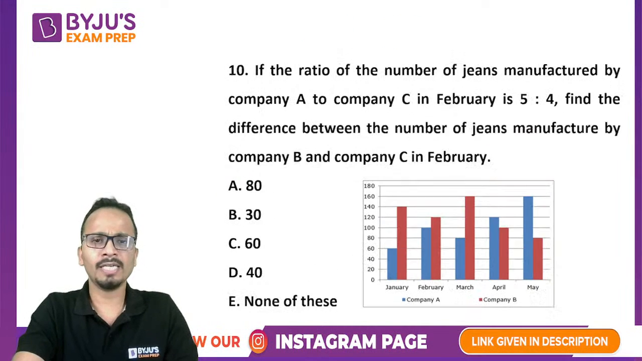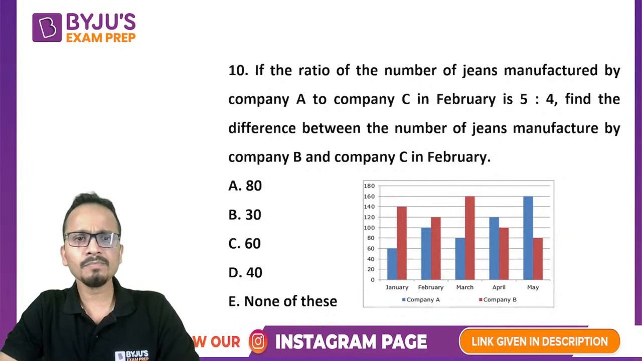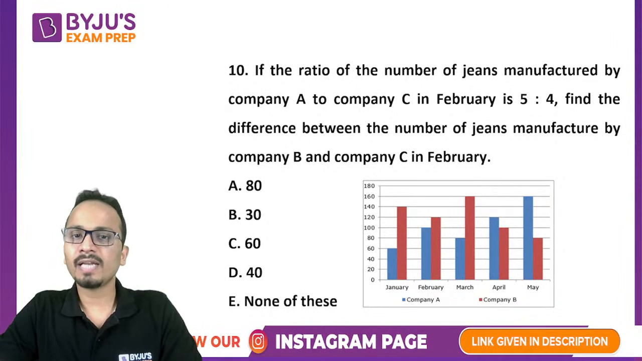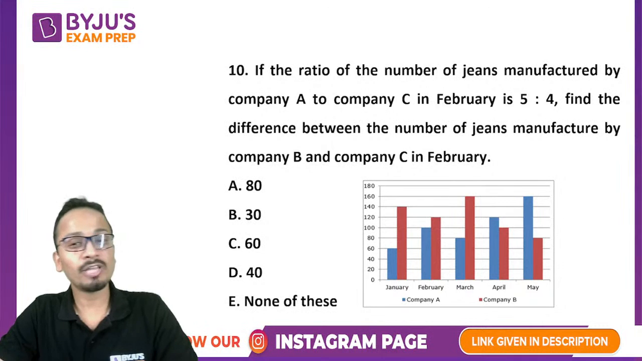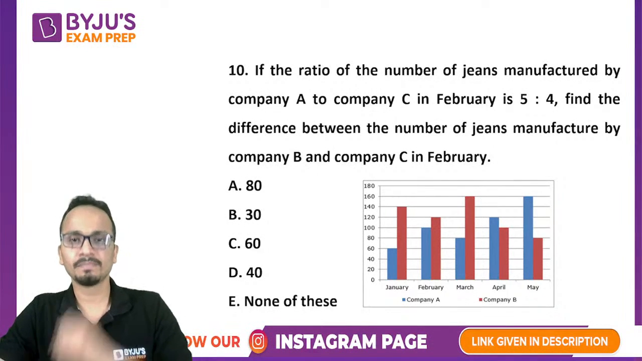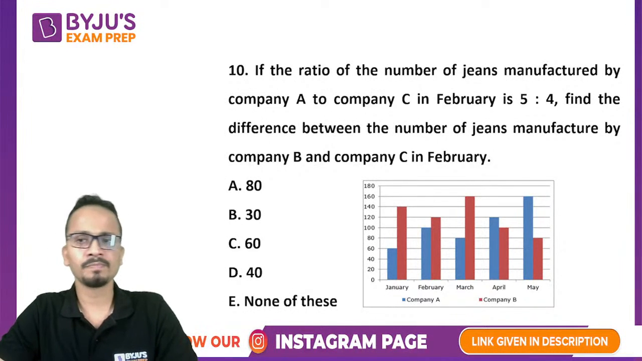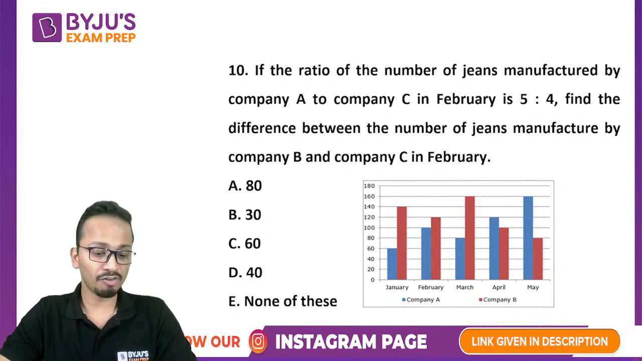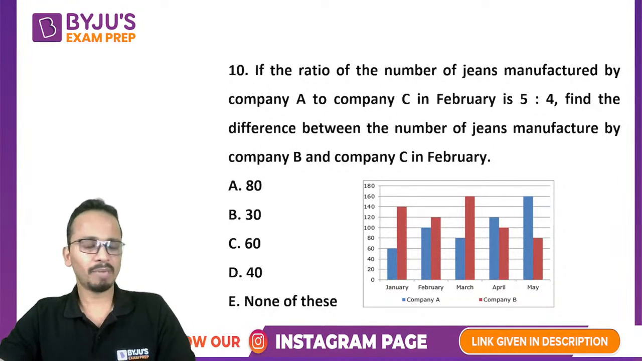Okay. All right. So last question for this set, and then after that we'll move on to the third set of the day. So question number 10. If the ratio of the number of jeans manufactured by company A to company C, now they have introduced a new company, in February is 5 is to 4, find the difference between the number of jeans manufactured by company B and company C in February. So a little indirect question, but an easy one.